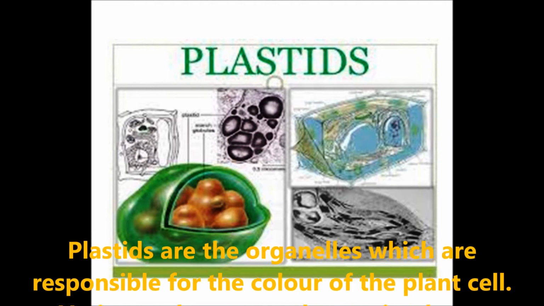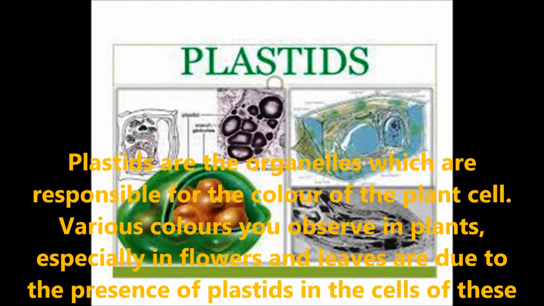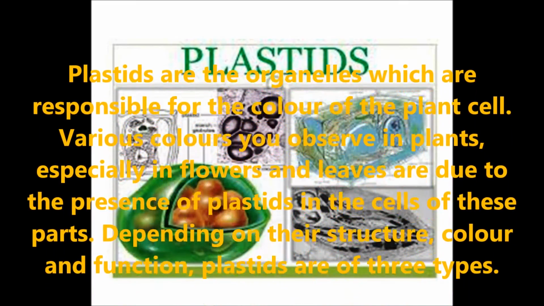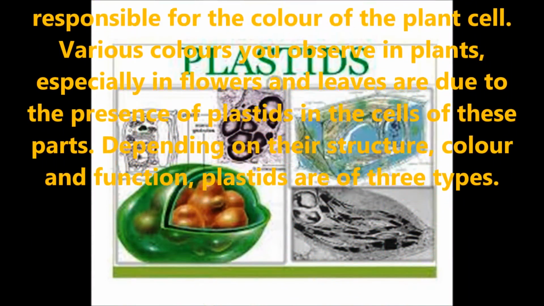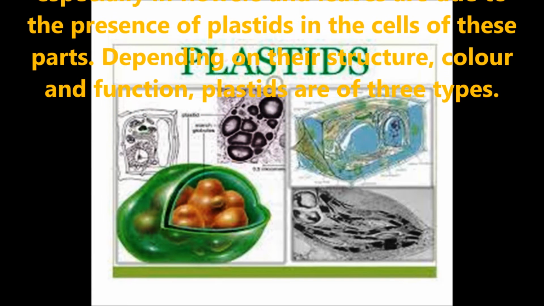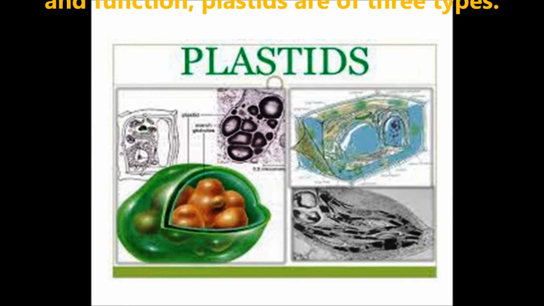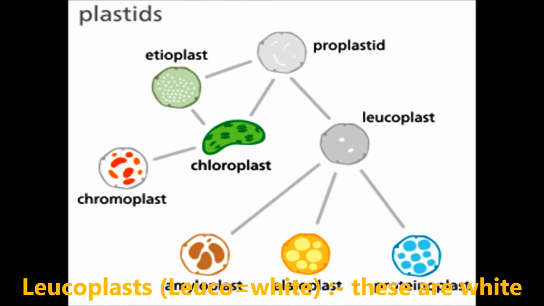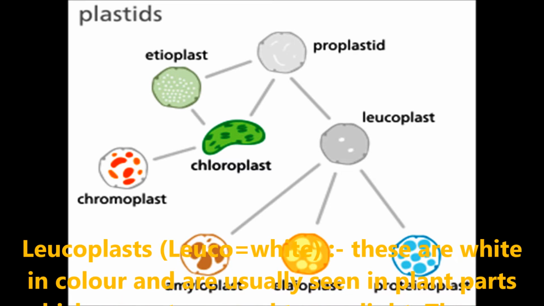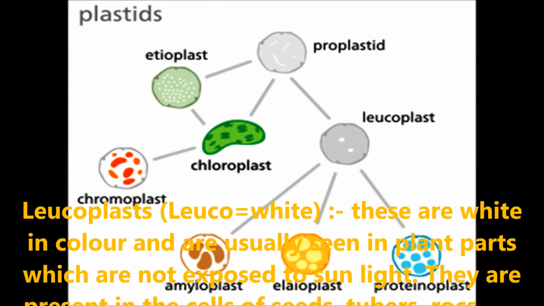Plastids are the organelles which are responsible for the color of the plant cell. The various colors you may observe in plants, especially in flowers and leaves, are due to the presence of plastids in the cells of these parts. Depending upon the structure, color and function, plastids are of three types.